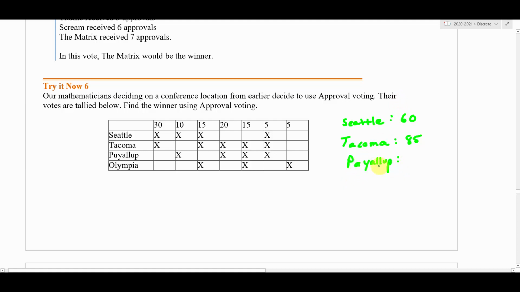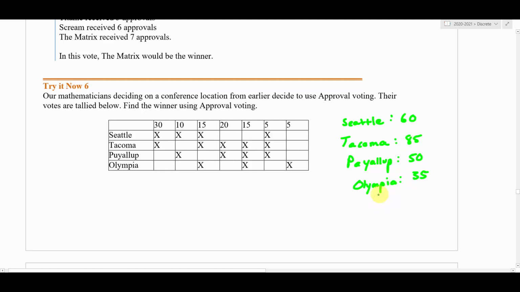All right, so Puyallup got, hold on, now I lost track, 10, 30, 45, 50. 50 approval votes for Puyallup. All right, and then Olympia got 15, 30, 35. We got 35 approval votes.